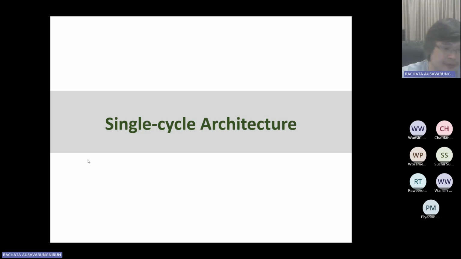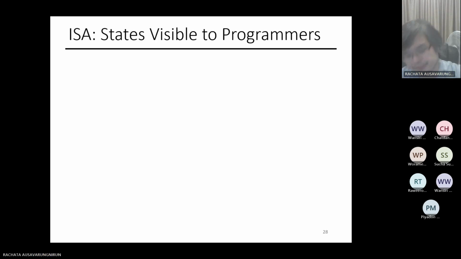Okay, so let's continue to the single cycle architecture. We're now diving into the hardware design. What we talked about earlier, the ISA. The ISA is basically the states that are visible to the programmer. What do I mean by visible to the programmer? Essentially it means that the programmer can interact with the ISA through assembly.